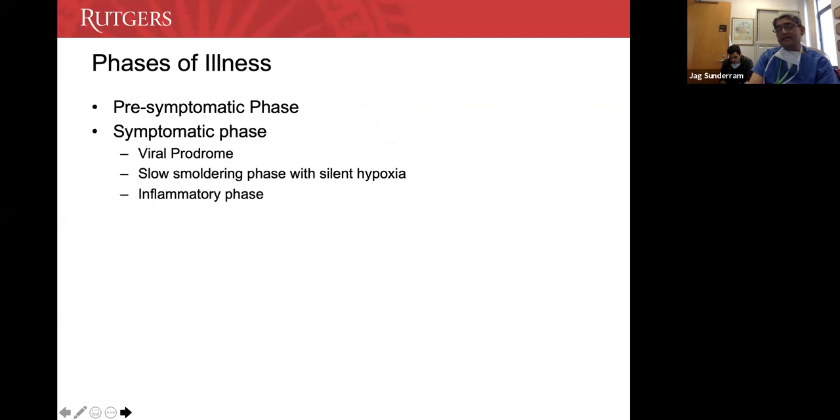So obviously, after exposure to the coronavirus, there is a pre-symptomatic phase followed by the symptomatic phase, which we feel is of a three-pronged manner. One is the viral prodrome, where everybody begins with a fever and cough. Then we start seeing patients admitted to the hospital who start to become more hypoxic and need more oxygen. And then we see an inflammatory phase, which is a robust response of the immune system that may actually be hyperactive, resulting in significant issues, intubation, and need for mechanical ventilation.